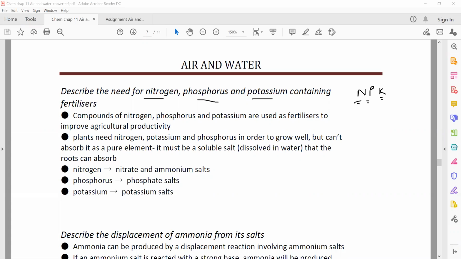And these fertilizers should be water soluble. Water soluble means it should dissolve in water, because plants take their food in the form of solution, or soluble salt solutions. So these fertilizers are all water soluble.